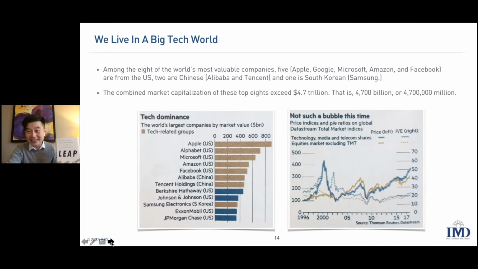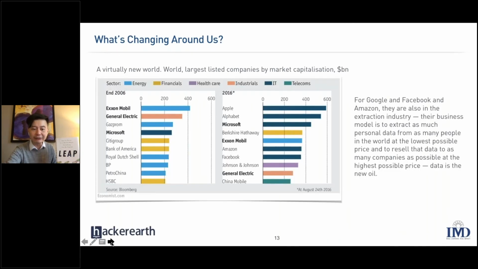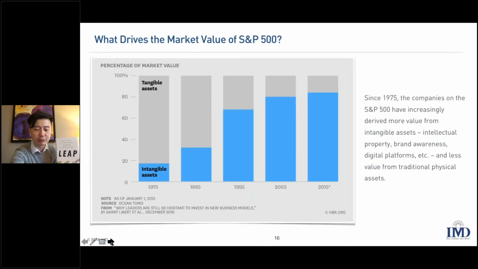Now there are 2 Chinese companies popping up. It's Alibaba and Tencent, owners of WeChat, China's largest social media platform. Then followed by Berkshire Hathaway. So Warren Buffett is still doing quite well. J&J, Samsung, ExxonMobil, JP Morgan Chase. If I'm looking at this list between the left and the right, a couple of things really jumped out at me that display what has changed around us.